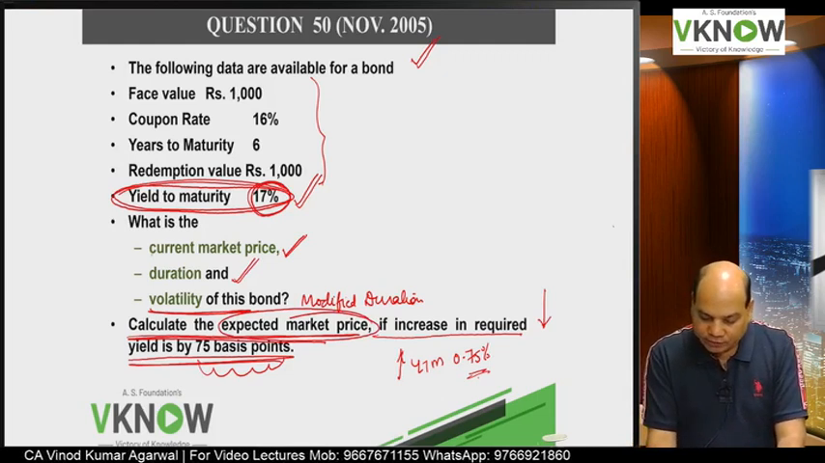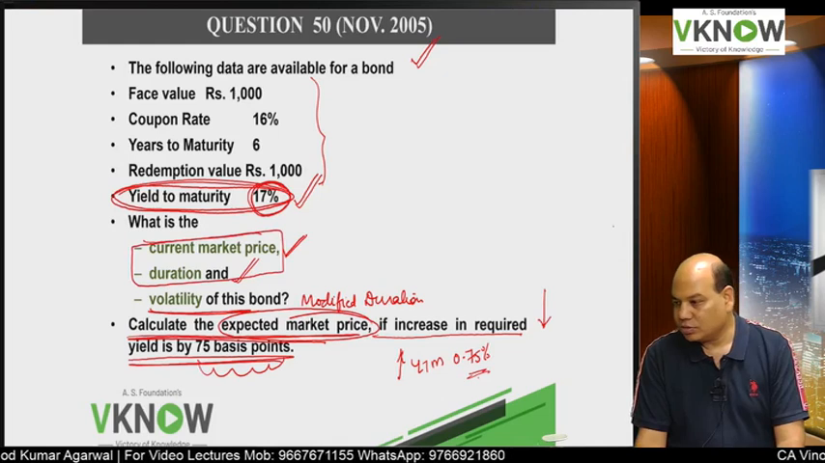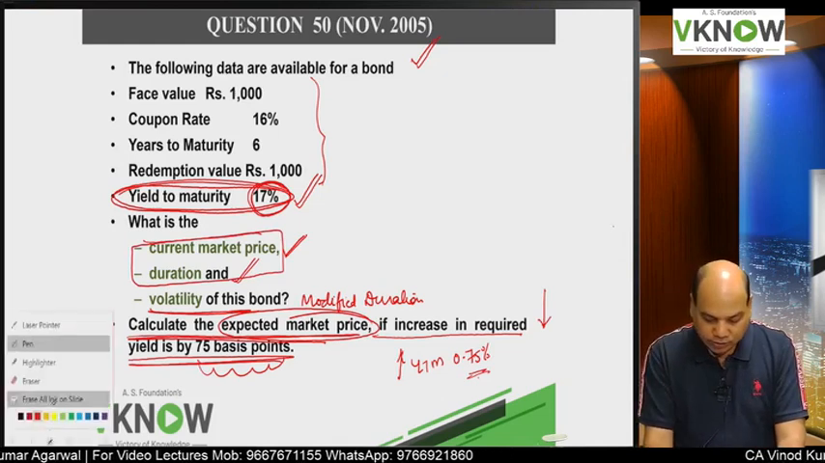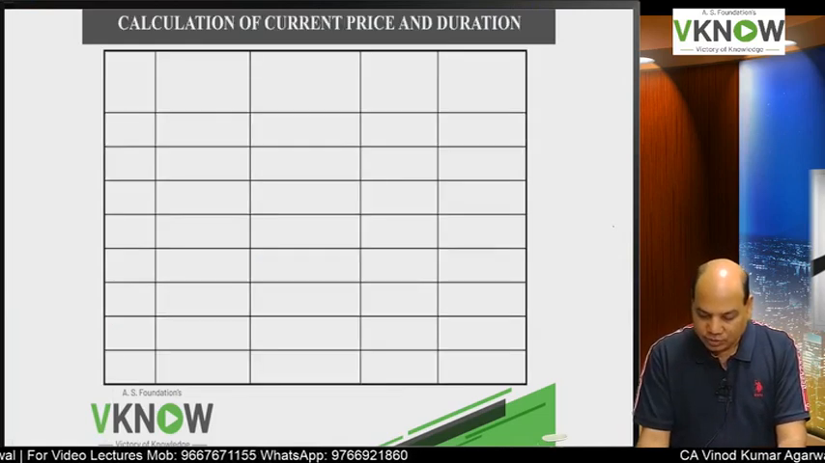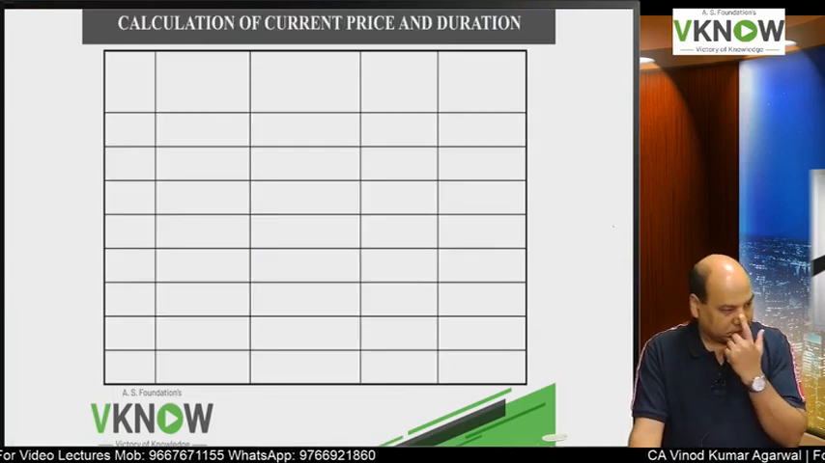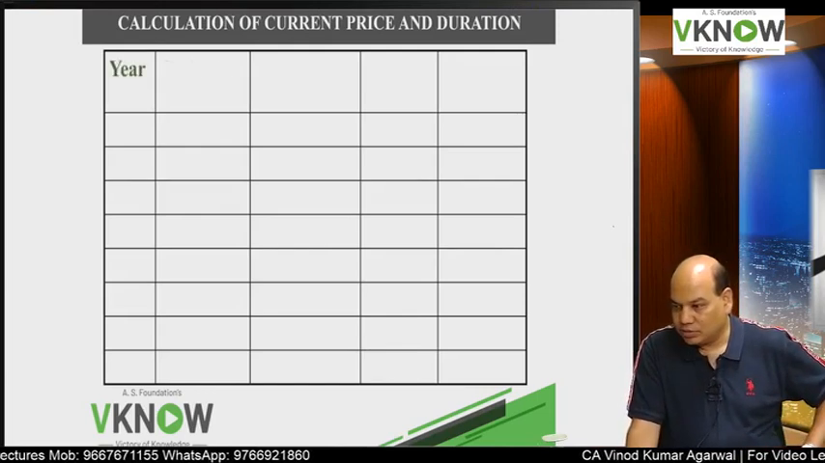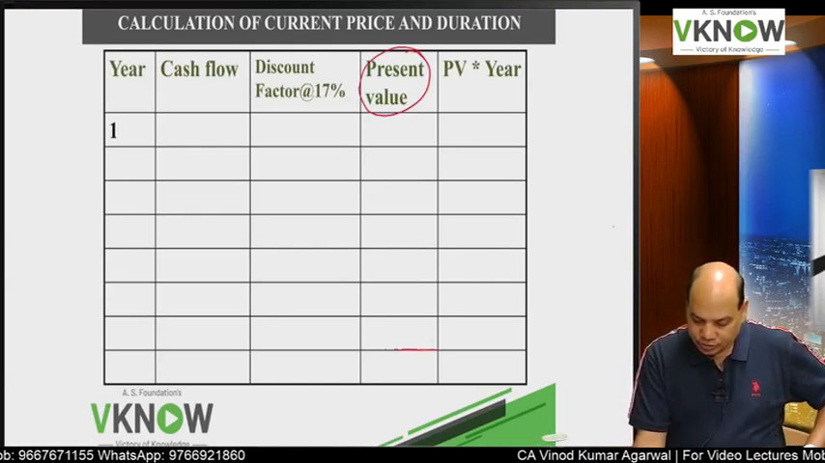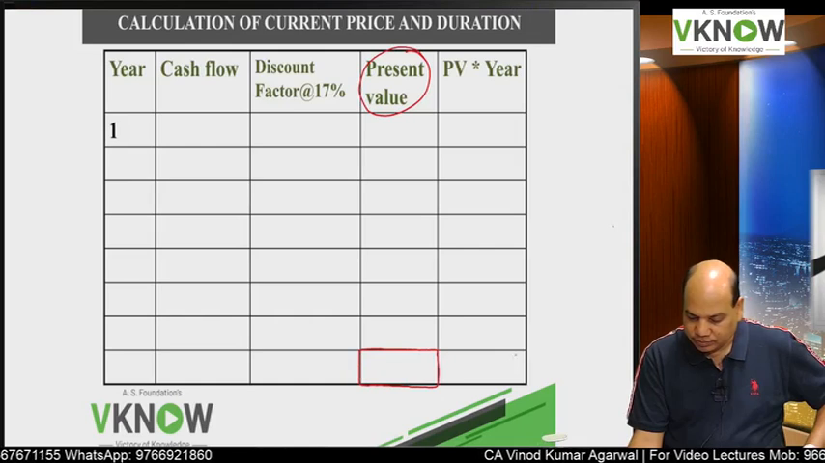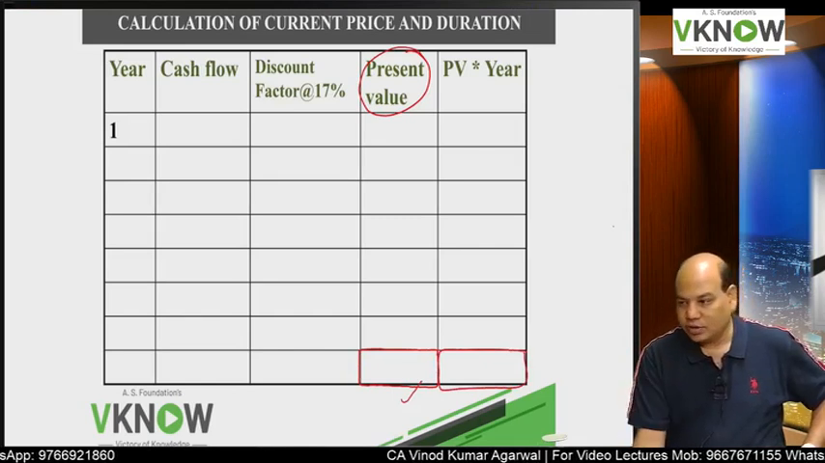So we can find the first and second answer using the same tabular format. Yes or no? We can find current market price and duration by preparing the same format. So please write calculation of current price and duration. The total of the fourth column is the current price of the bond. And the last column total divided by fourth column will give you duration. Very easy. Practice is required.